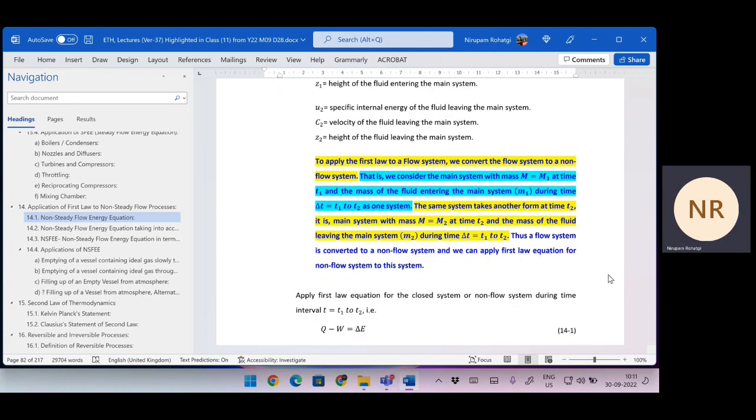So what we are doing is that we are considering the main system with mass m at time t1 and mass m1 of the fluid entering the main system during the time delta t as one system. Okay. The time duration is t1 to t2, and the two masses, m the main system and m1 the mass which is entering in, are considered as one system at t1. And similarly you have the main system with mass m at time t2 and mass m2 of the fluid leaving the system. You take it as the same system at time t2, another form of the system. So the system has changed from m plus m1 to m plus m2. Okay, so it becomes a closed system.